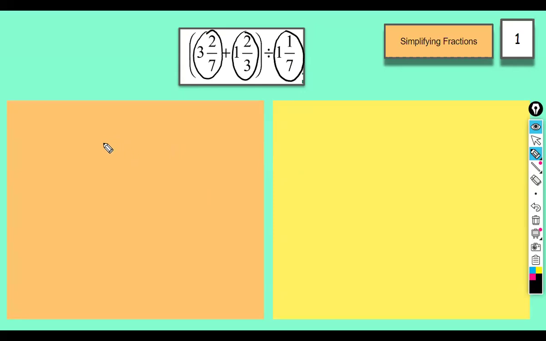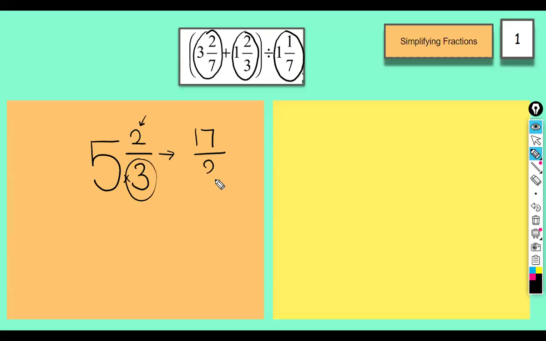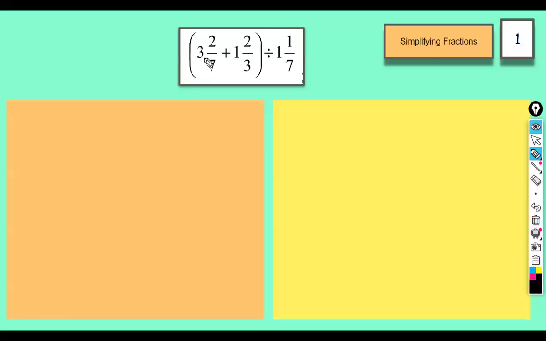Just in case you can't remember, let me show you my made-up example here. If I had 5 2/3, this is a mixed fraction. To convert it to an improper fraction, you say 5 multiplied by the underneath number. So 5 by 3 is 15. And then you add the top number. 15 plus 2 is 17. And then you put back the denominator. So do that for all of these here. Like I said, never ever work with mixed fractions. They are the worst. So do it quickly, and let me know when you finish.